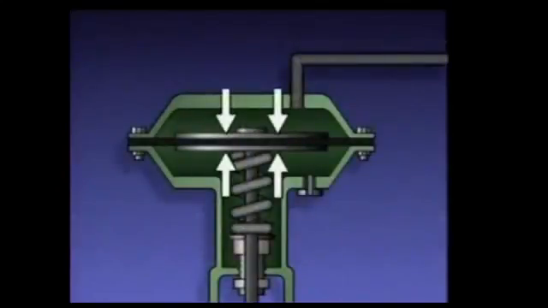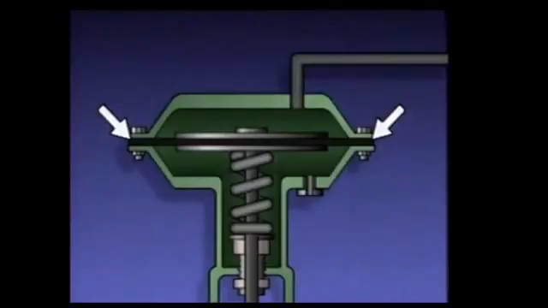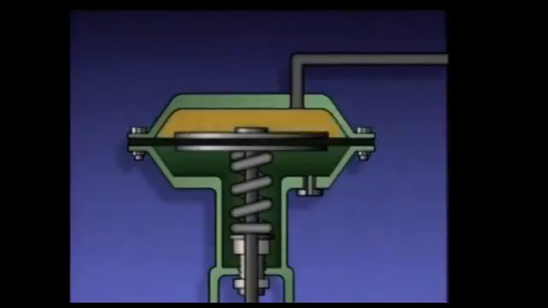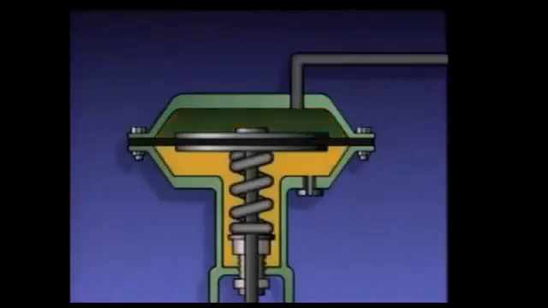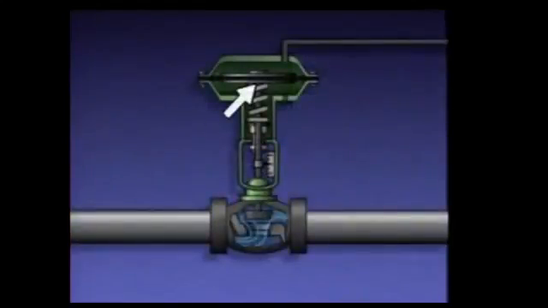The center of the diaphragm is supported by metal plates, and the outer edge is sandwiched between the rims of the upper and lower halves of the casing to form an airtight seal. This arrangement divides the casing into two chambers, an upper chamber and a lower chamber. The upper end of the actuator's stem is connected to the metal plates in the diaphragm, and the lower end moves the valve disc.